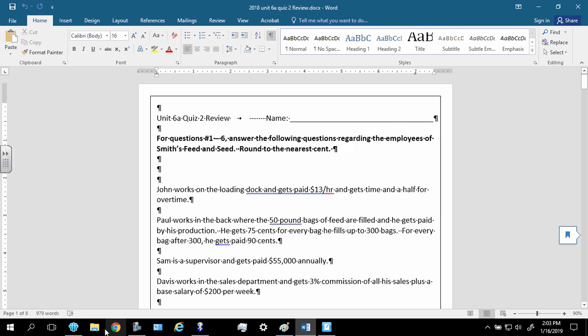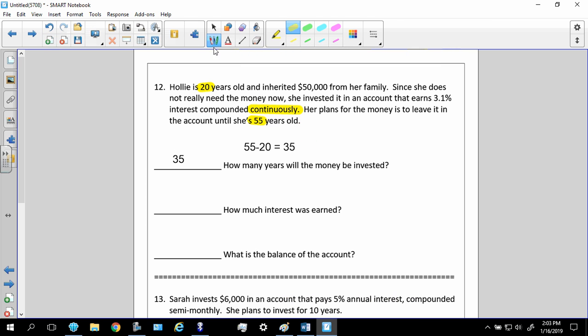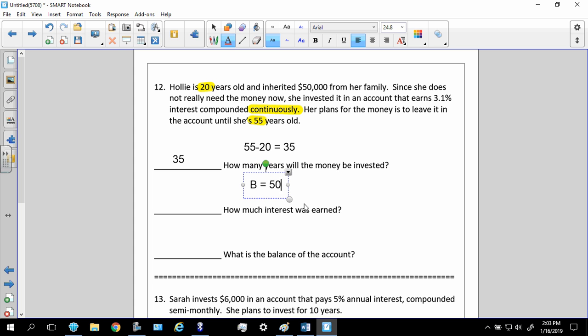So I'm going to not do that. All right, using the PERT formula, B is equal to 50,000, the initial amount, times e, raised to the power of 0.031 times 35 years.